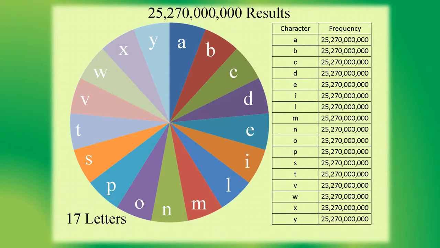25.27 billion. For those of you who can't read but still like using Google, those letters are A, B, C, D, E, I, L, M, N, O, P, S, T, V, W, X, and Y. Do you think it a bit strange that the rare letters X and Y should be found on just as many web pages as popular letters like S and T and all the vowels except U?